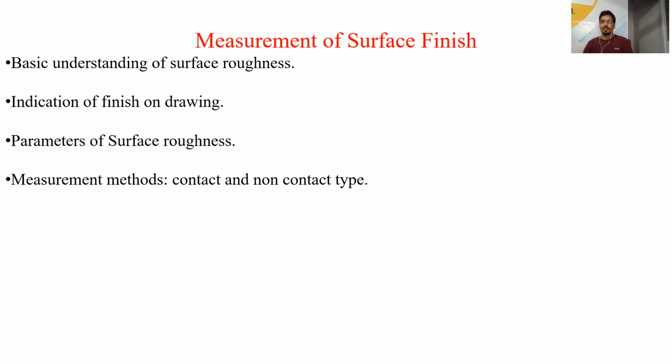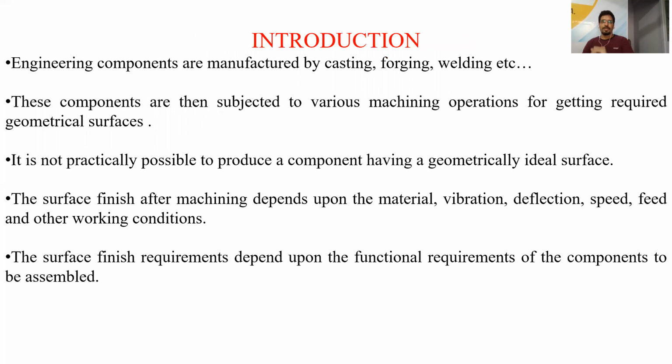So let's start with the introduction part first. We know that engineering components are manufactured by various processes like casting, forging, welding. After the raw material is prepared by casting and forging, these components are then subjected to various machining operations for getting the required geometrical surfaces. So first of all, we produce the raw material with the help of casting and forging, and then that raw material is converted into the final finished product with the help of various machining operations.